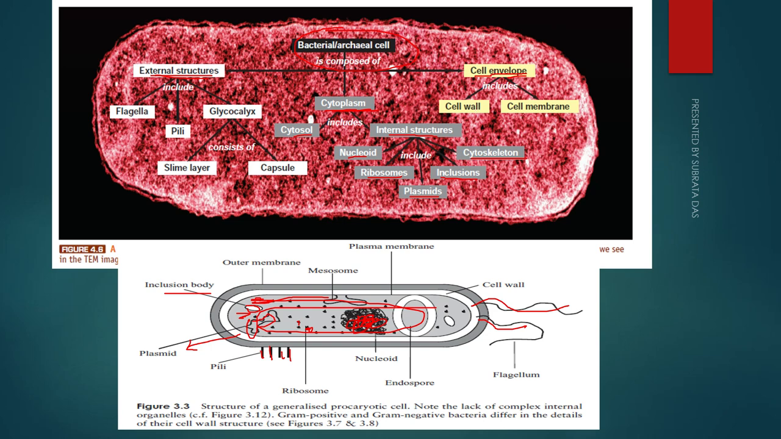In the cell envelope, the cell membrane and cell wall are present. So mainly the cytoplasm is covered by the cell membrane. So what is the cell membrane? This cover is the cell membrane structure. And outside of this cell membrane, the component is the cell wall, that white portion outside. This is the cell wall. And what are the external structures?